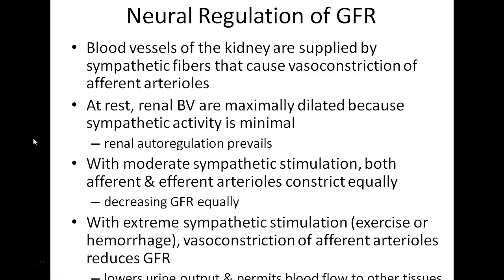And then if we have extreme sympathetic stimulation, vasoconstriction of the afferent arterioles is going to reduce GFR even further. And the result of that reduced filtrate coming out into the capsular space is going to lower our urine output, and also permit blood flow to other tissues. So in summary, in neuroregulation of GFR, we have sympathetic stimulation decreasing the GFR through afferent arterial vasoconstriction, and also we're going to get surface area decreasing on the glomerulus.